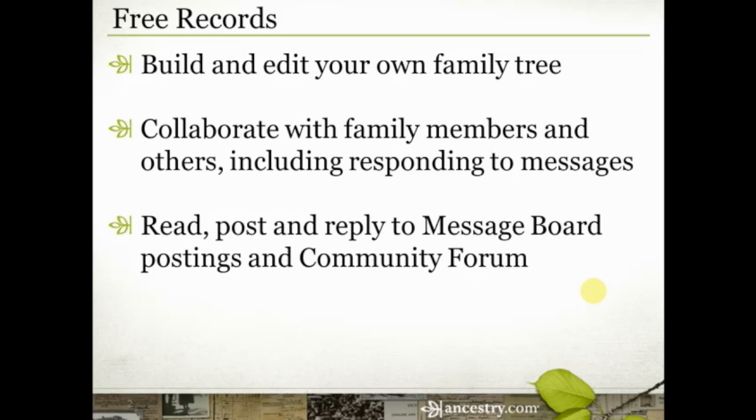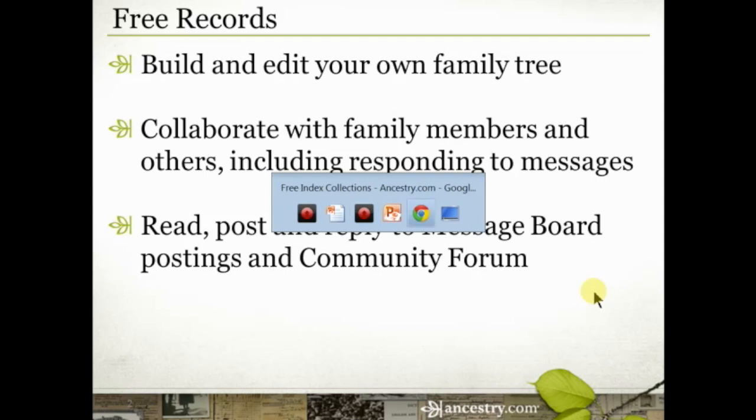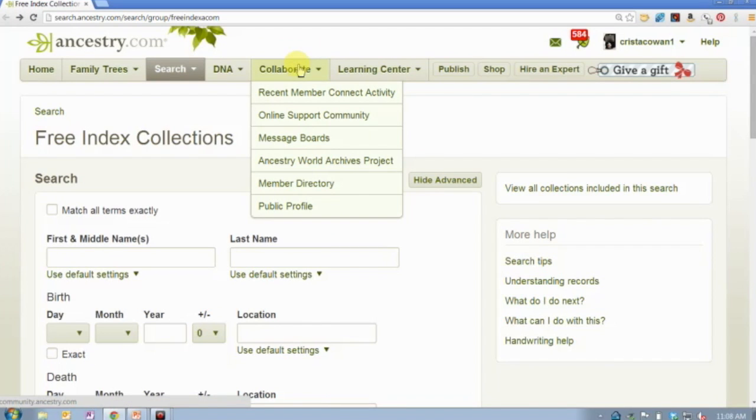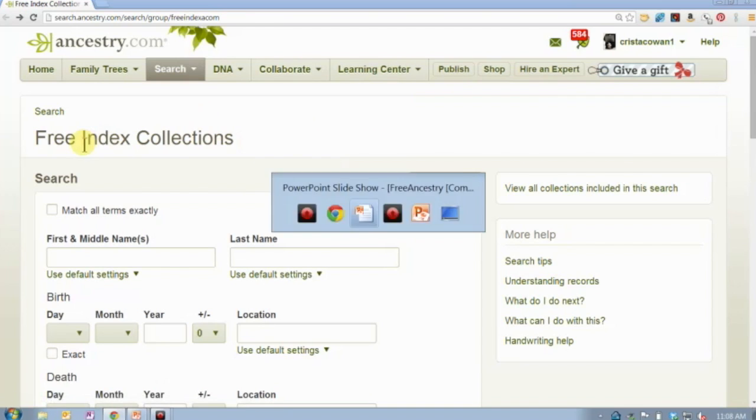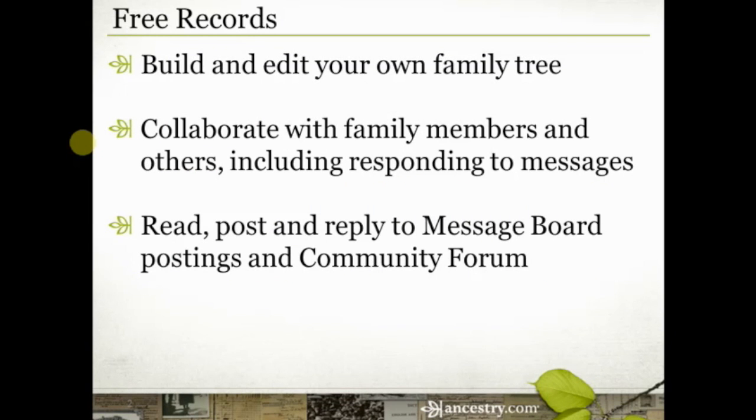You also have full free access to the message boards on Ancestry.com. The Ancestry message boards are found under the Collaborate tab. So if you're on the website, you just hover over Collaborate, you're going to see message boards there. The message boards are arranged almost entirely by surname or by location, very often down to a county level.